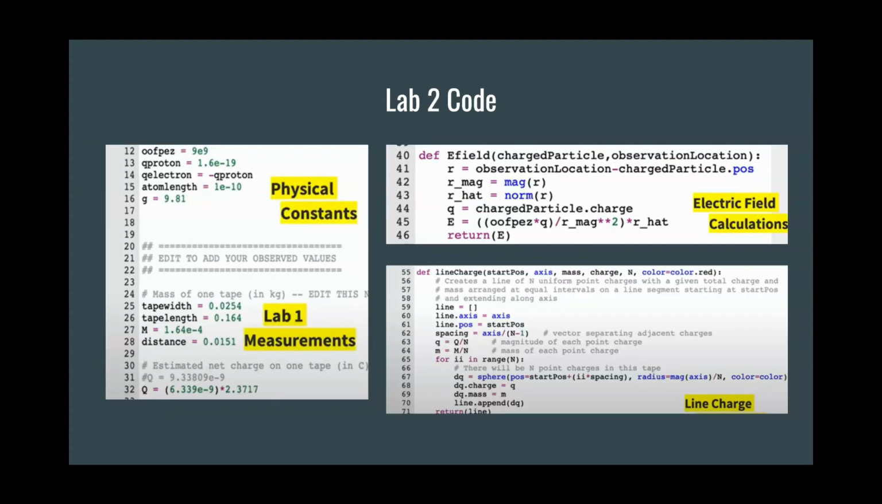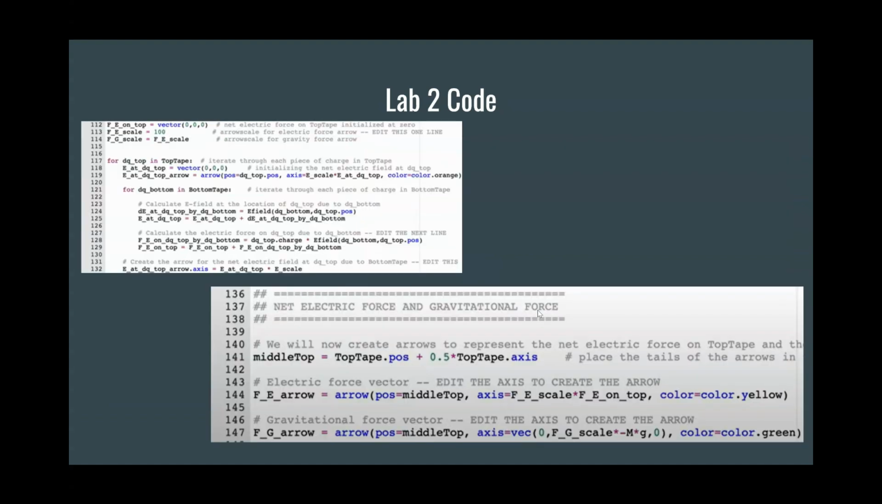So building off of lab 1, here's my lab 2 code. As you can see on the left, we have the physical constants and the lab 1 measurements, which will be the same from the first lab. So we have the tape width, the tape length, tape mass, and the distance between the tapes, which is the same as the last lab. And then up here I have my electric field calculations. Right below the electric field calculations are the line charge calculations. And on the next slide, I have my superposition calculations. And I also have my net electric force and gravitational force calculations in this code right down here.